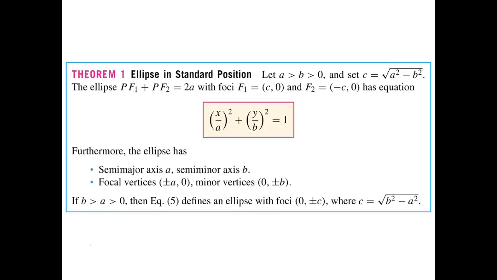So here's theorem 1, ellipse in standard position. Now what do we mean by standard position? The center at the origin of your rectangular coordinate system. Okay? Also, A, which is usually considered the semi-major, has to be positive. B, semi-minor, has to be positive. So both of them are greater than 0, and this says A is greater than B, so that's what makes it the major.